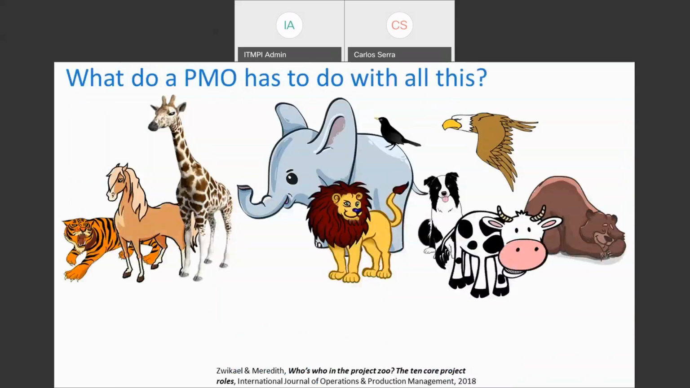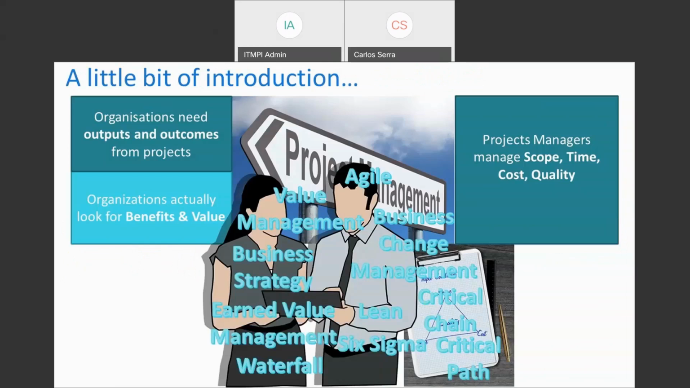Then, over the years, these project managers have been gradually introduced to several old and new methods and techniques, such as waterfall, the critical path method, earned value, Six Sigma, the critical chain method, and Lean, among many others. These were expected to help them in making projects more efficient and effective in delivering outputs and outcomes.